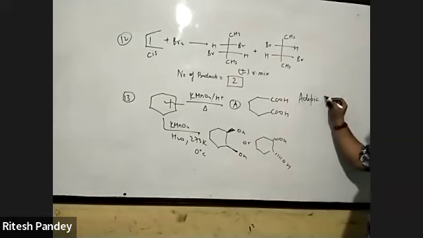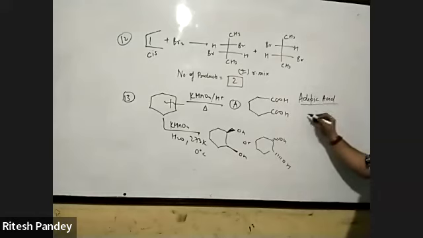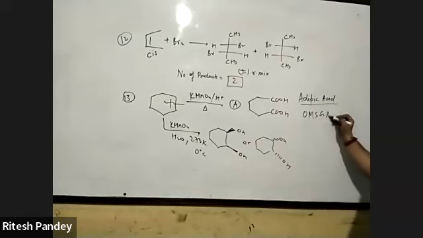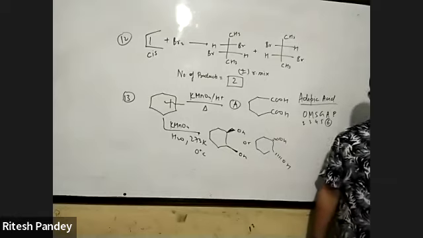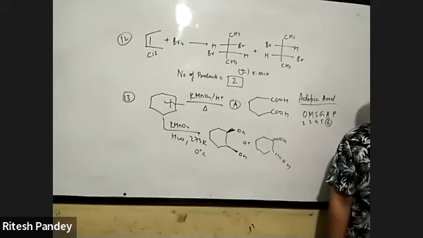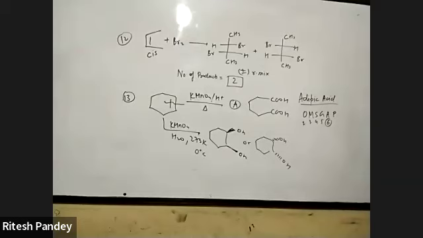Adipic. Somebody was saying succinic. 2 carbon, 3 carbon, 4 carbon, 5 carbon, 6 carbon, and the 6 carbon one will be adipic acid. See, in due course, this would be more instinctive. Oxalic, malonic, succinic, glutaric, adipic. I think you're understanding me.